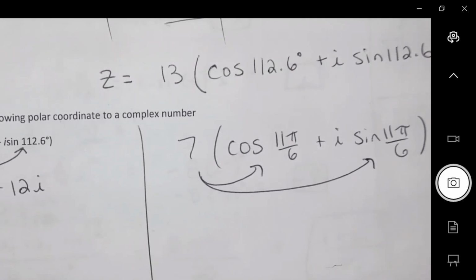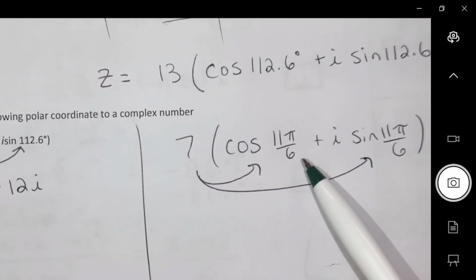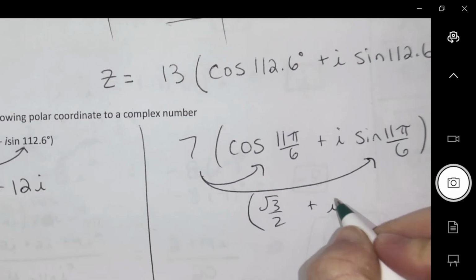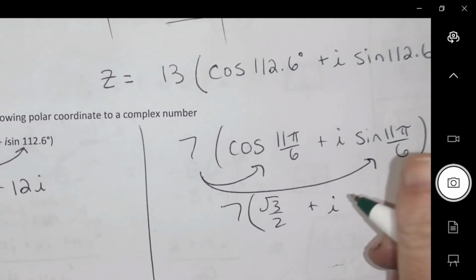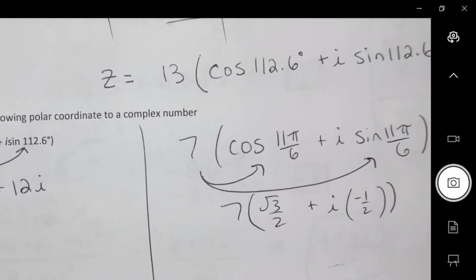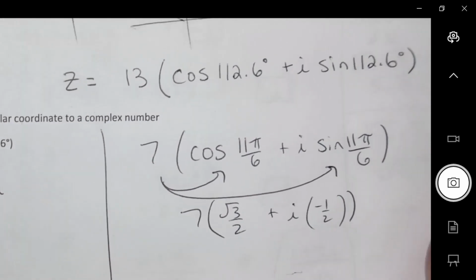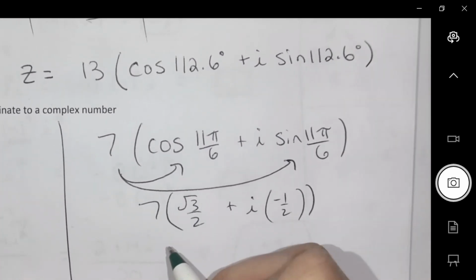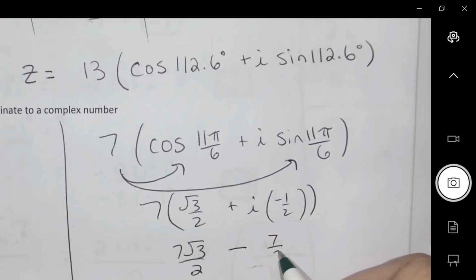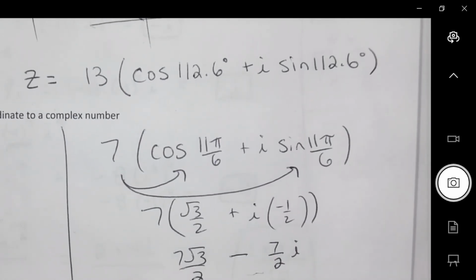Okay, so can you look at your unit circle? What is the cos value? What's the cosine value there? Root 3 over 2. And what's the sine value? Negative a half. So this would be 7 root 3 over 2 minus 7 halves i. Okay, so same idea, but this one you just aren't doing it in your calculator, you're doing it with the unit circle.